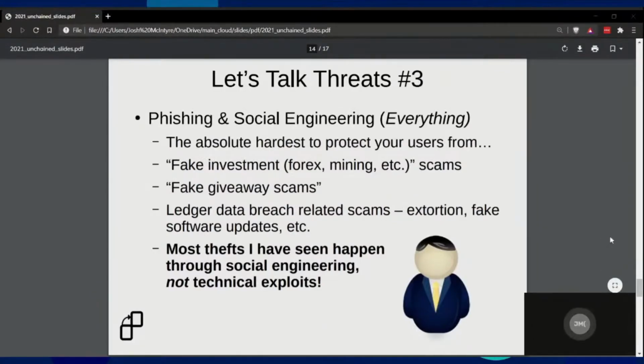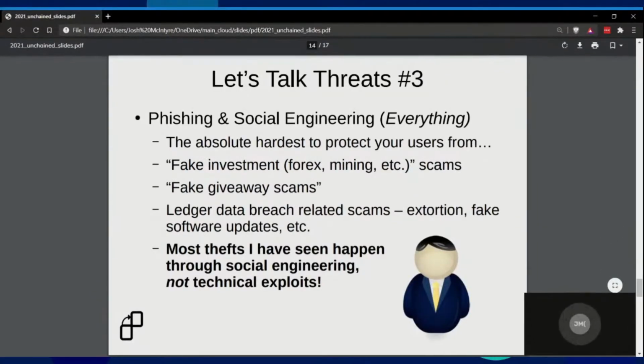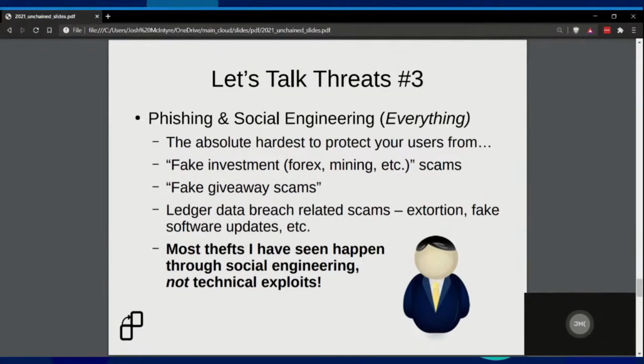Now, phishing and social engineering, this affects all classes of wallets. And unfortunately, this is the absolute hardest to protect your users from. Fake investment scams, right? Somebody sees that you're into cryptocurrency and contacts you out of the blue on LinkedIn or Instagram. I'm Jane, Forex trader, right? If you invest $1,000 with me, I'll make you $9,000 in a week. These are real and they really do get people.